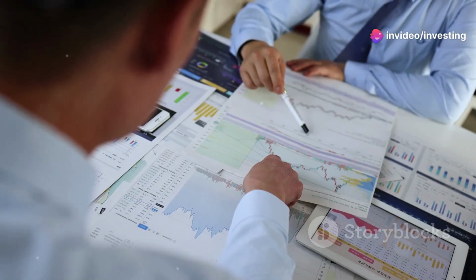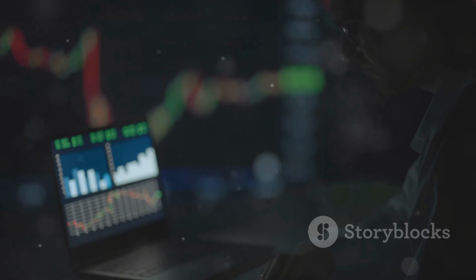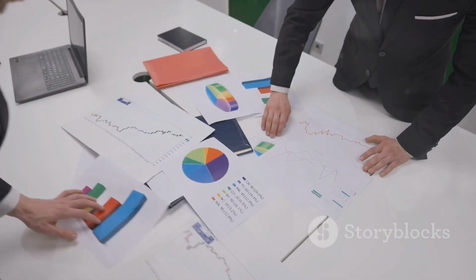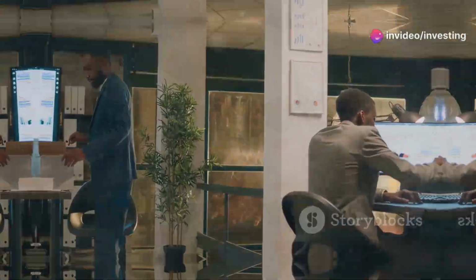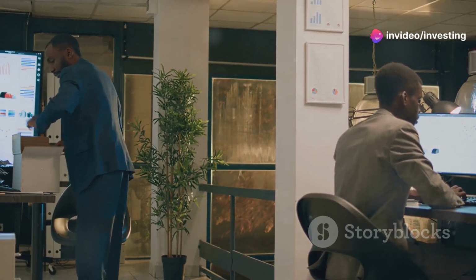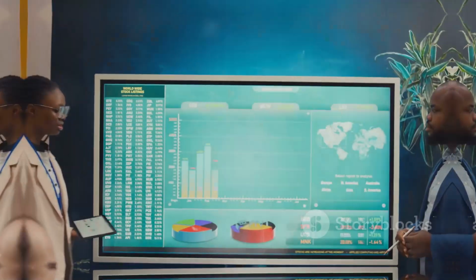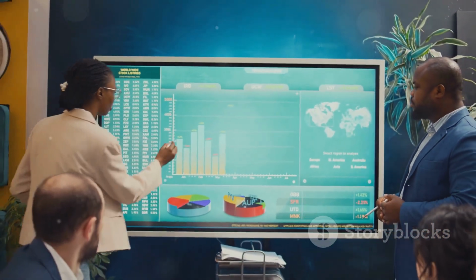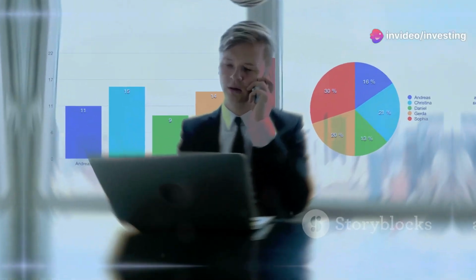Section 8. Industry insights, ROE benchmarks. ROE can vary significantly across industries. It's important to compare a company's ROE to its industry peers to get a meaningful assessment. For example, capital-intensive industries like utilities tend to have lower ROEs than industries with lower capital requirements, such as technology. Investors should consider industry benchmarks when evaluating ROE. This provides context and helps identify companies that are outperforming or underperforming within their respective industries.